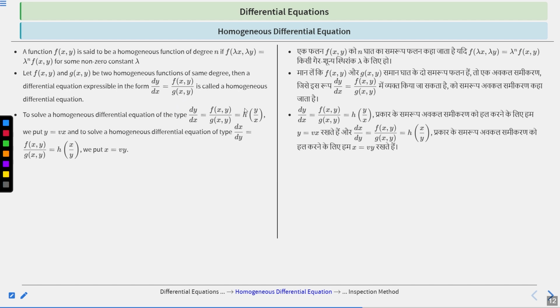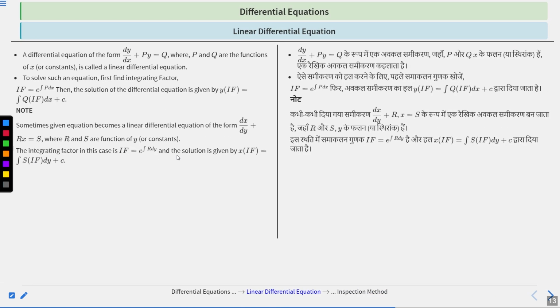Okay. Now to solve homogeneous differential equations of the type dy by dx is equal to f(x,y) upon g(x,y) is equal to h of y by x, we put y is equal to vx. And to solve a homogeneous differential equation of the type dx by dy is equal to f of x,y upon g of x,y is equal to h of x by y, we will put x is equal to vy, right? We will put x equal to vy in the solution. Okay. So in this way, we can try to solve the homogeneous differential equations. Clear?